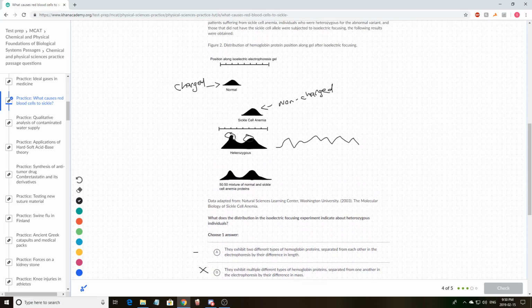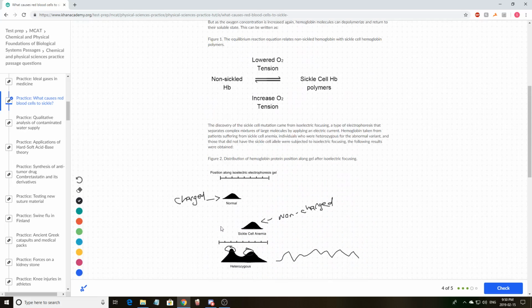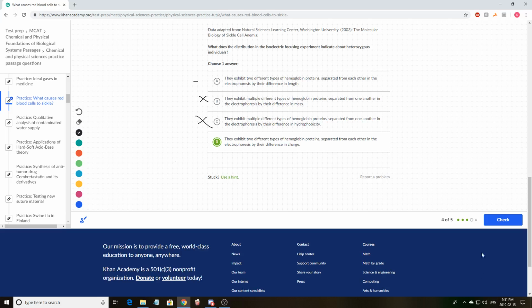So this separation in isoelectric focusing specifically is due to charge, not due to differences in length. There are different types of experiments and different types of electrophoresis that separate based on length, and isoelectric focusing is not one of them.